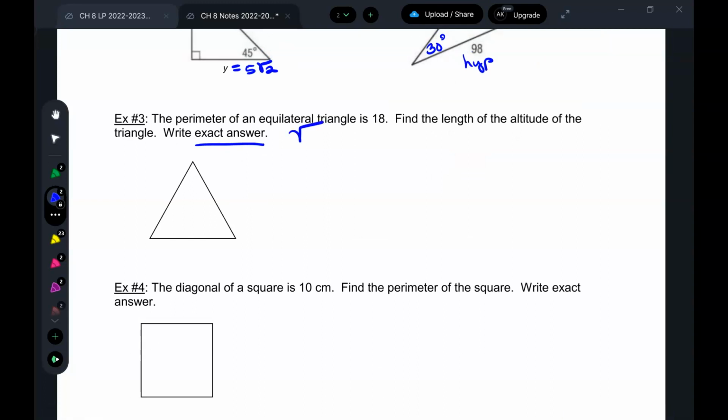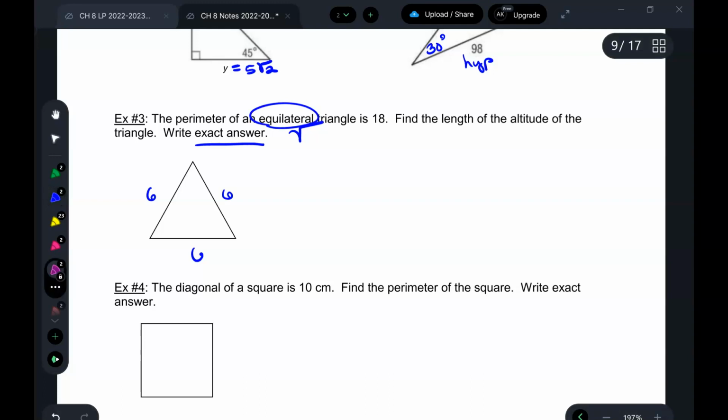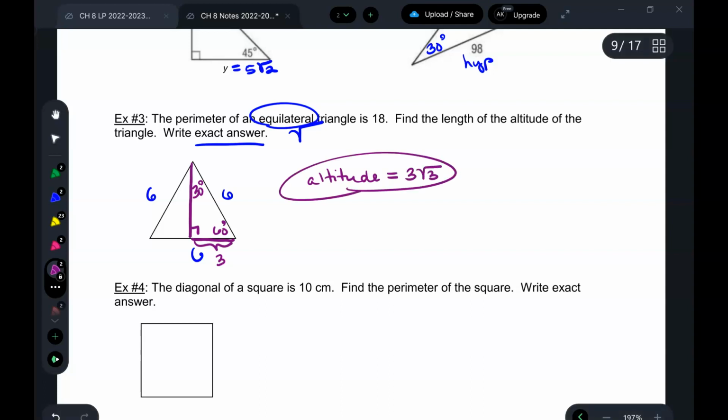Okay, if the perimeter is 18, what is each side? 6. And we said this was equilateral. So we're going to draw the altitude, and that's going to make what kind of triangle? A 30, 60, 90. Now the shorter side is 3. Oh, I just realized I put 30 twice. So this has to be 3. So what's the altitude? 3 root 3, because it's the shorter leg times root 3.